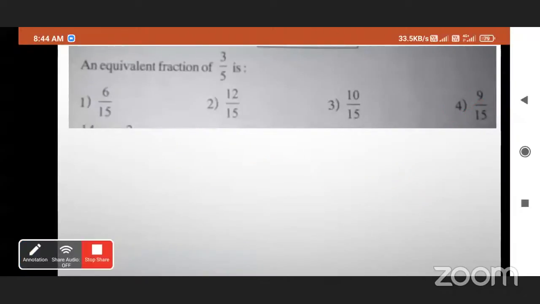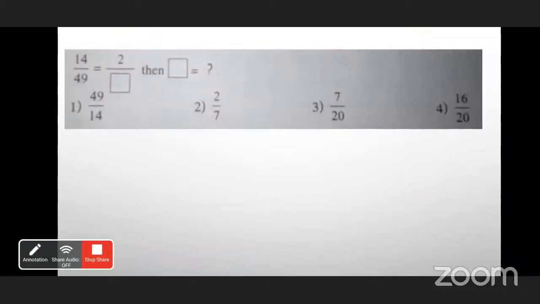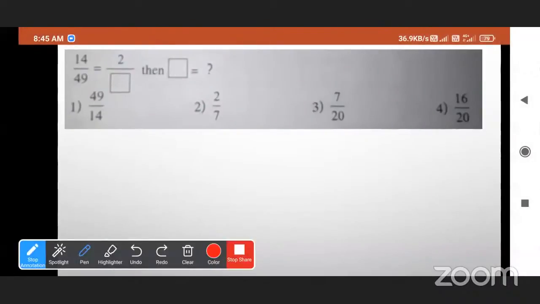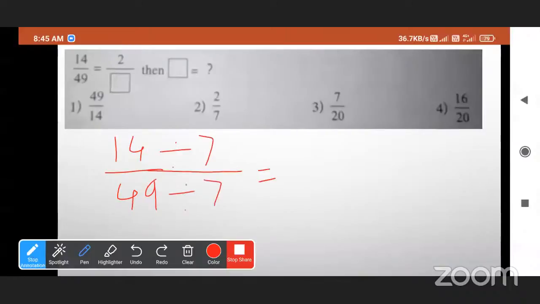Okay, now solve this. 14 upon 49 is equal to 2 upon box. So tell me the answer. These are the multiples of 7, so we can divide it by 7. 14 divided by 7 is 2, and 49 divided by 7 is 7. So 2 upon 7. So the second one is the correct answer. Good.